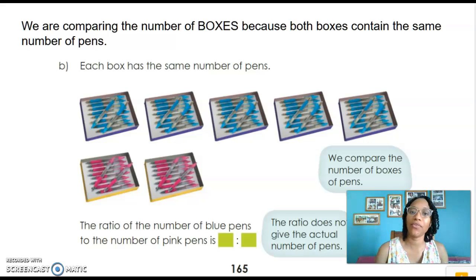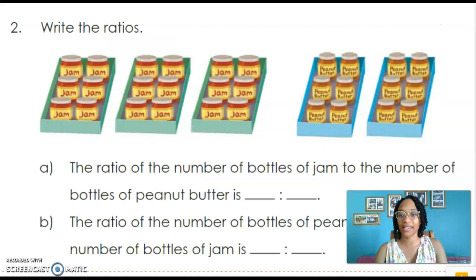When we look at groups of items, quantities that are divided equally into groups, we can actually just count the number of equal groups. Because each box has the same number of pens, we can compare the ratio of blue pens to pink pens by just using the ratio of boxes of blue pens to that of boxes of pink pens. So I see 5 boxes of blue pens and 2 boxes of pink pens. So the ratio of the number of blue pens to the number of pink pens is 5:2. In this case, we can count the boxes because they each have an equal number of pens inside.